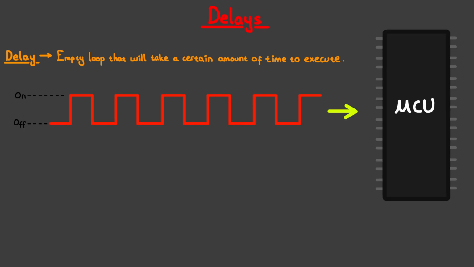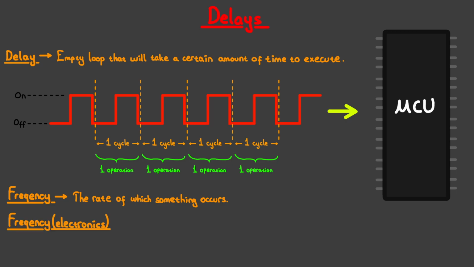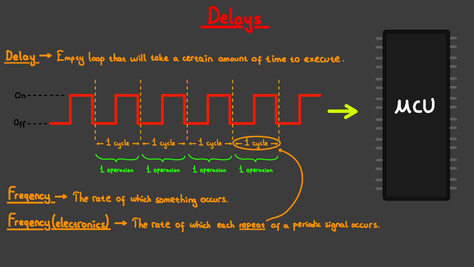I've said multiple times that microcontrollers operate on each clock edge, meaning on each clock edge an instruction will be executed. There are some exceptions, but we won't get into that. If we know the frequency at which these instructions happen, we can also find how long an instruction takes. You should know that frequency refers to the rate at which something occurs. For electronic signals, frequency refers to the rate at which each repeat of a periodic signal occurs. This is commonly referred to as a cycle, by the way.